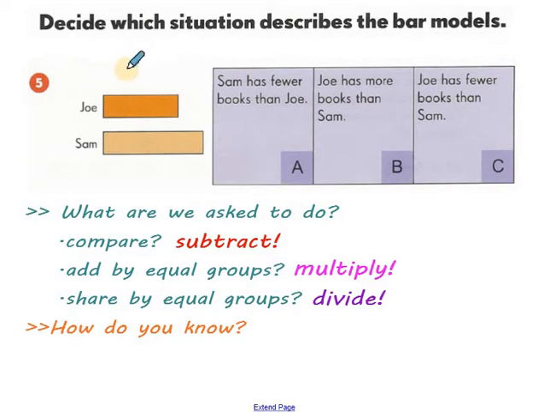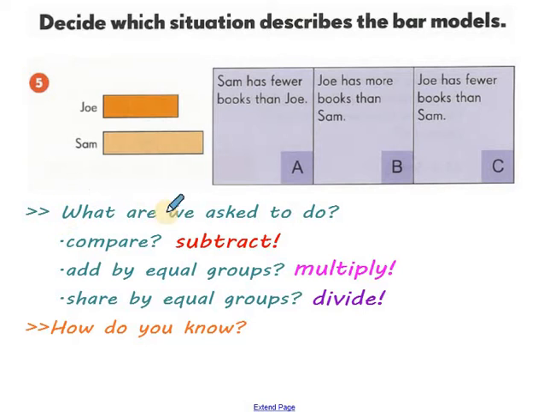So I see here that there's a bar for Joe and a bar for Sam. And here's my three choices. Which story matches the bar model? A, Sam has fewer books than Joe. B, Joe has more books than Sam. Or C, Joe has fewer books than Sam.